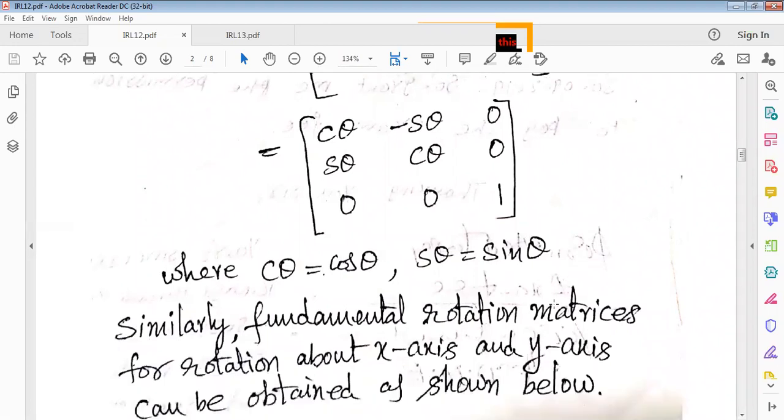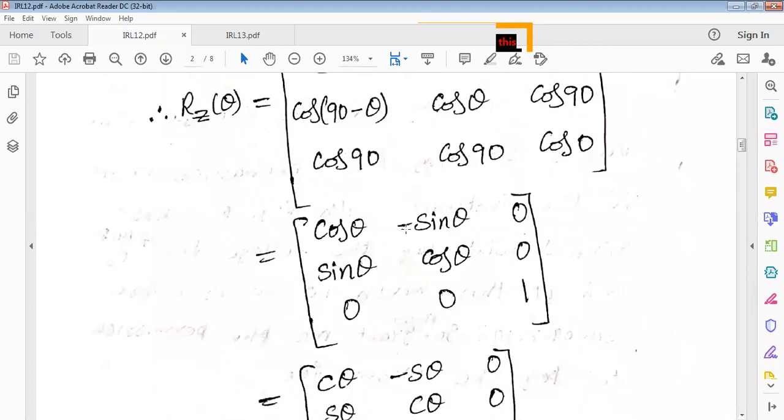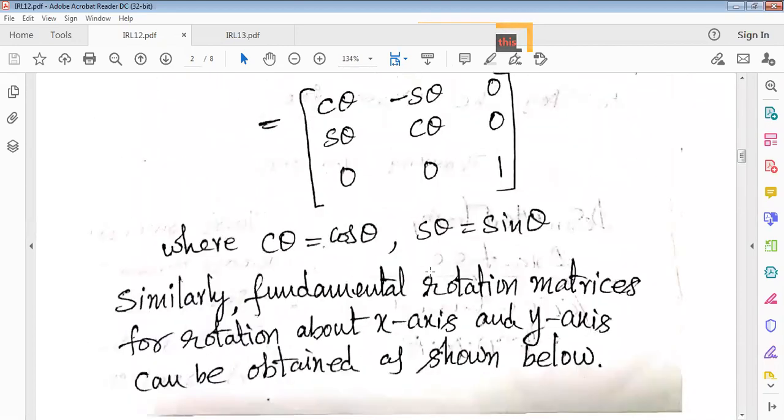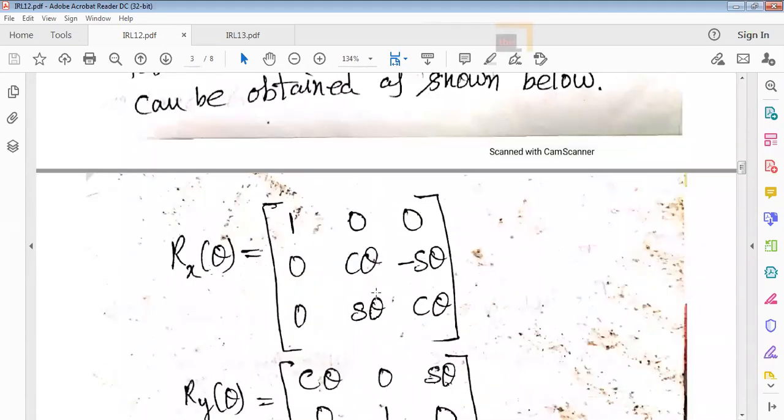So similarly, now let us write this matrix about the z-axis by an angle theta. Similarly, if you want to write a rotation about the x and y axis by an angle theta. So, rotation about the principal x-axis by an angle theta, this is the matrix.